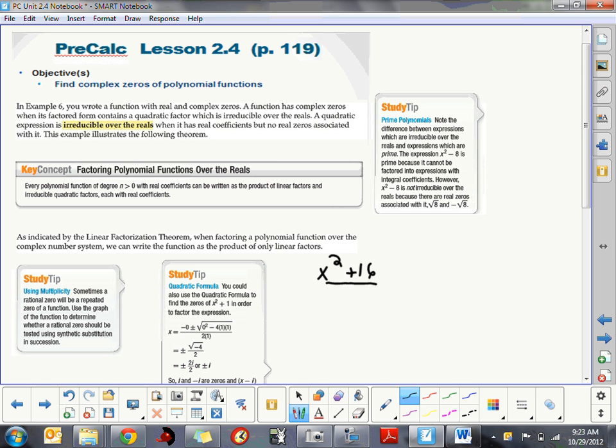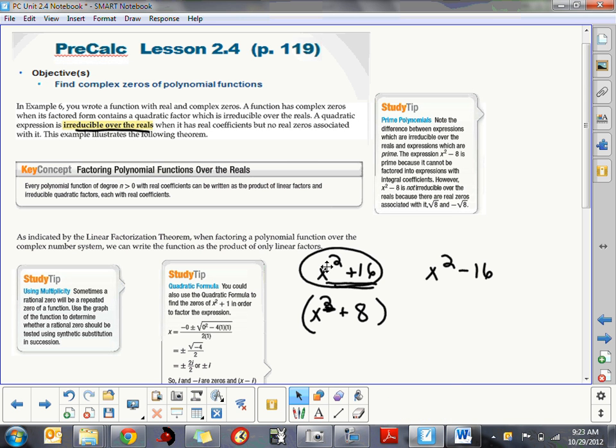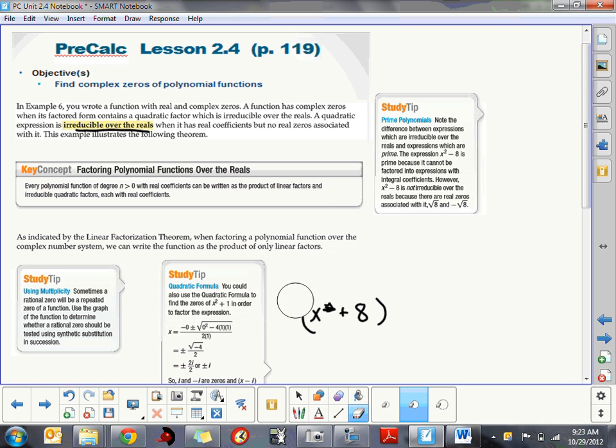We can't factor this. Irreducible over the reals means if you had to try to factor that, you couldn't factor. We can factor the difference of two squares, but we can't factor the sum of two squares. And they don't have to be perfect squares either. It's going to be anything in the form of an even power plus another integer. So that's kind of what we're looking for, the irreducible factors over the reals.